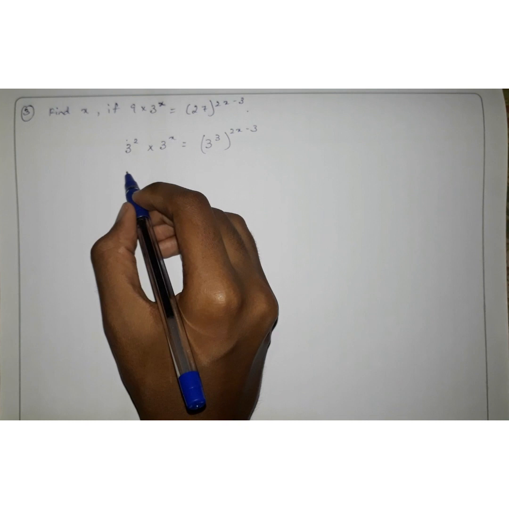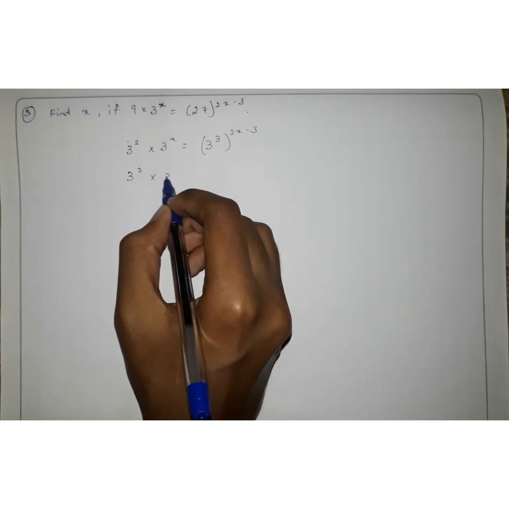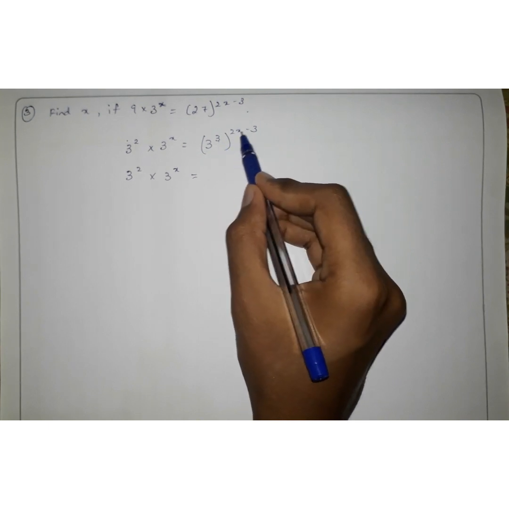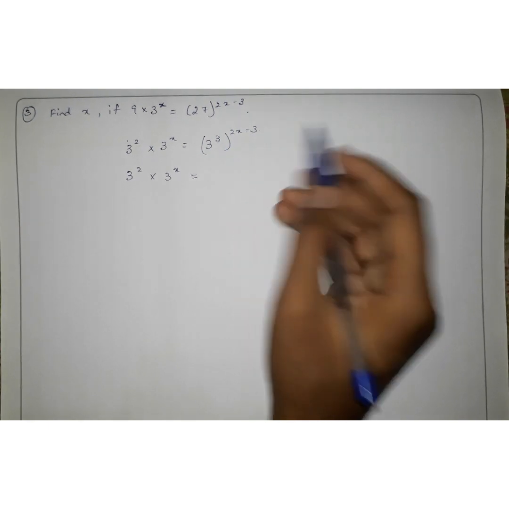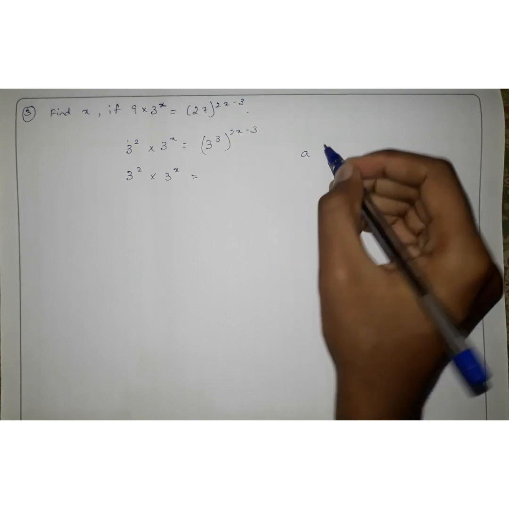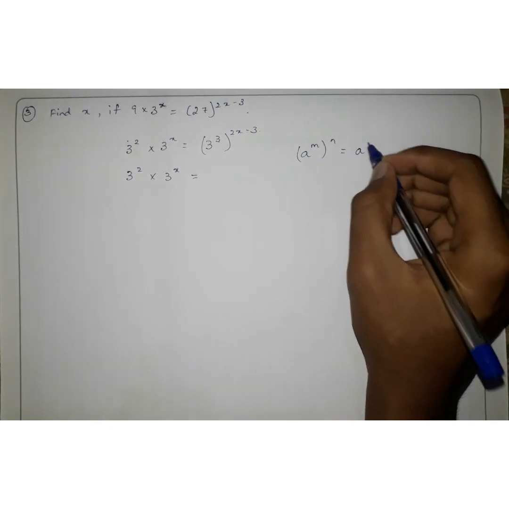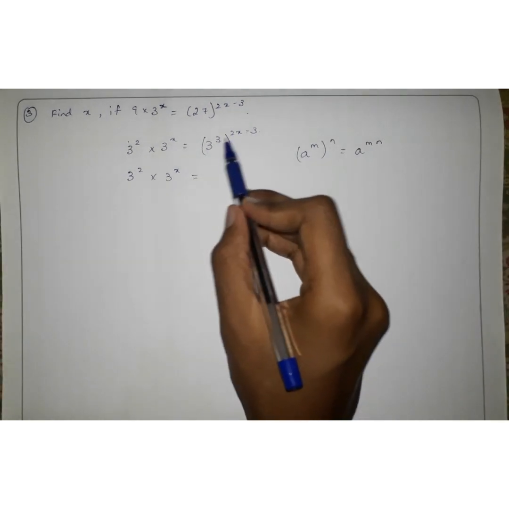I am going to write this as it is. Now I am going to multiply 3 and 2x minus 3 because we know that there is a law that a to the power m whole to the power n will be a to the power mn. So I am just going to multiply this.